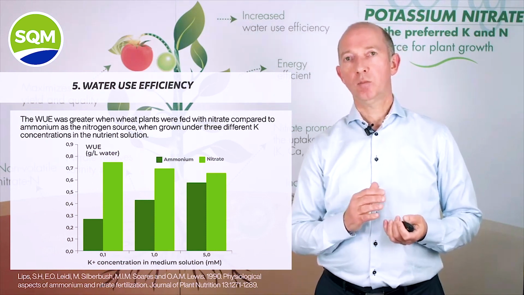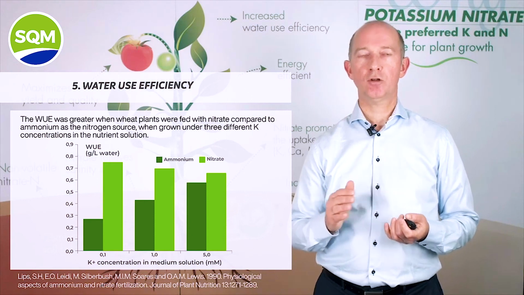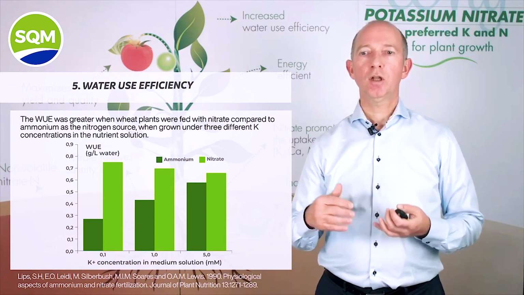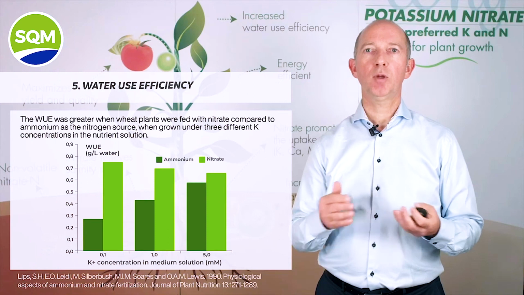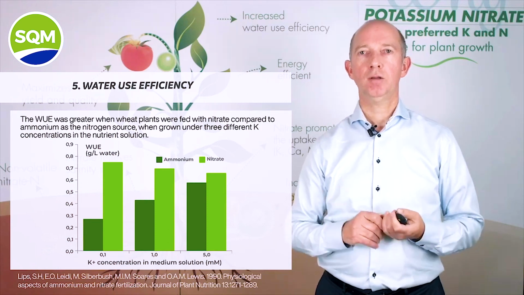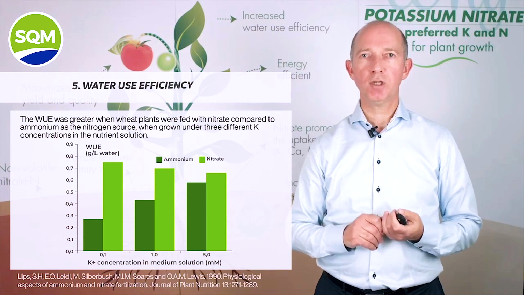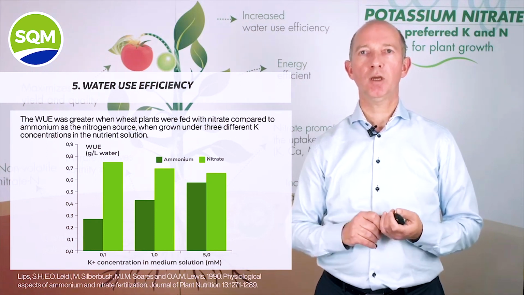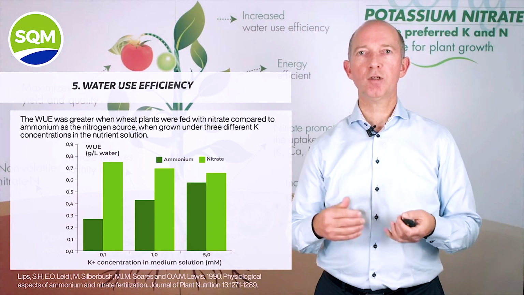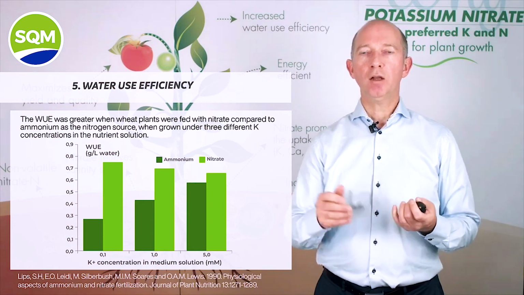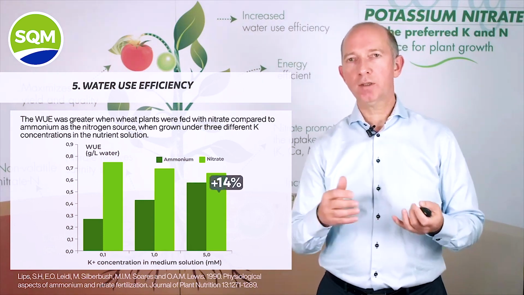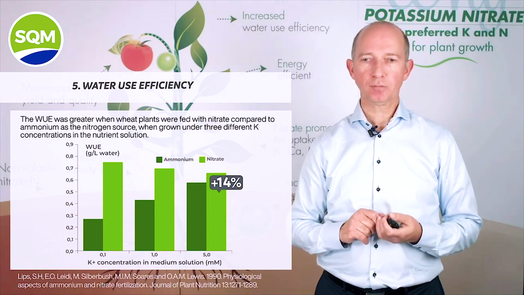When the potassium content in the nutrient solution increases, the difference is getting smaller between ammonium and nitrate. But still, there is a benefit in water use efficiency when nitrate is being applied under potassium sufficiency levels. And although it may look small, it's still 10 to 15% more.